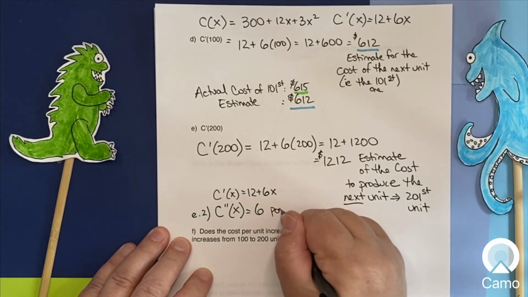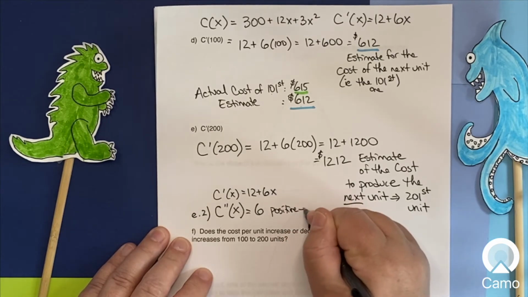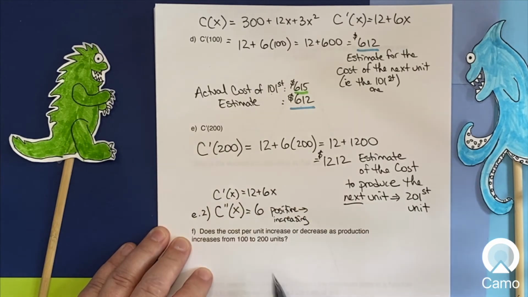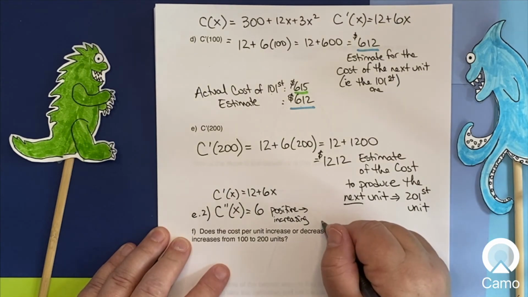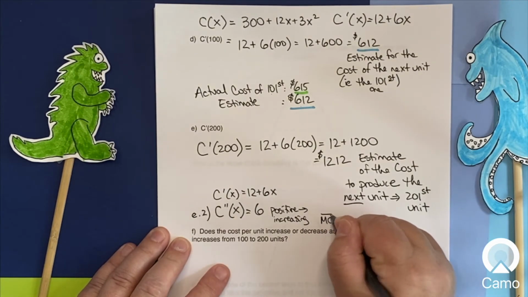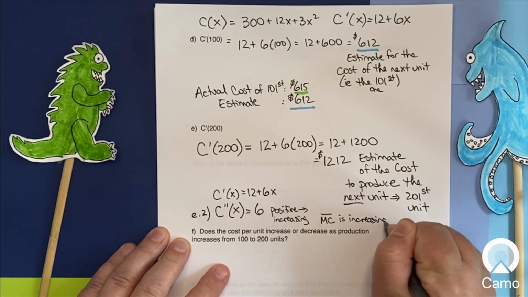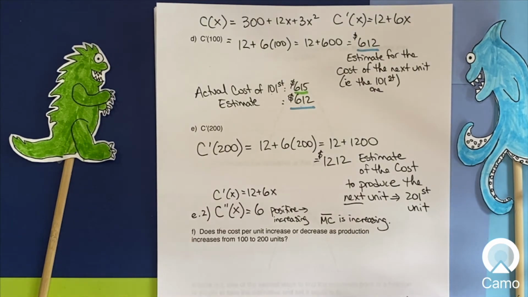So what does that mean? That means that the marginal cost is increasing. So in other words, the cost to produce another unit is going up. The more you make, the even more you're going to have to spend. So this is a complicated decision. You're going to have to figure out at what point do you want to stop making these.